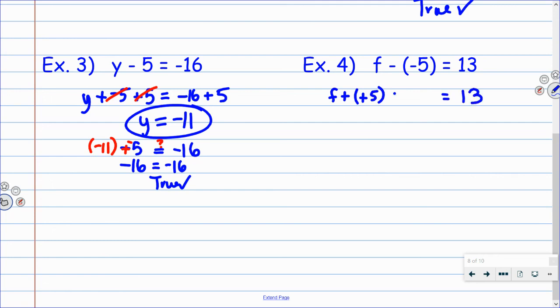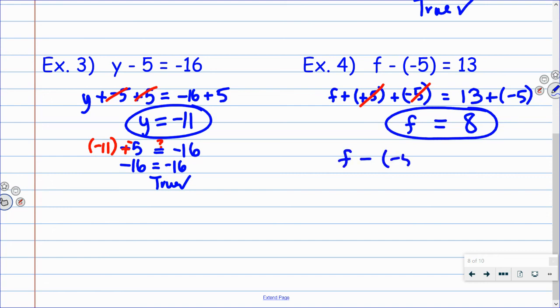So how do we get rid of a +5? With a negative. And I'm going to add a -5 to both sides. In this case, +5, -5 cancel out. Good. Our objective was to get f by itself in alone. Meanwhile, 13 and a -5 still got 8.